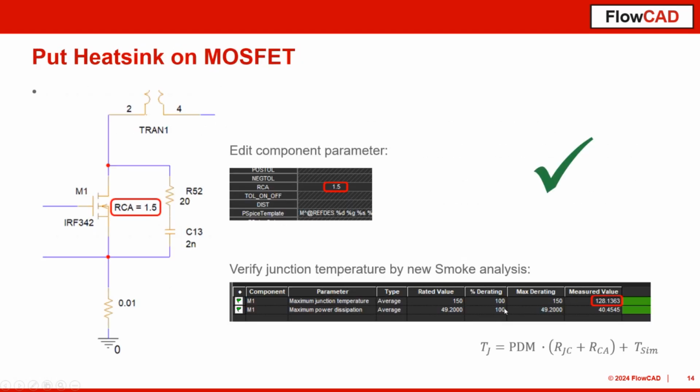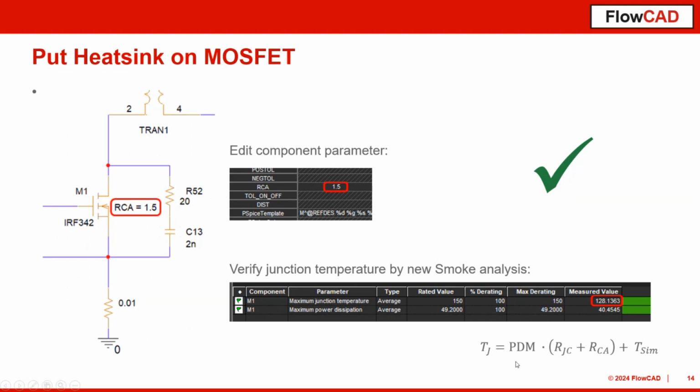And then I put this virtual heatsink on my transistor in the design. It is just a parameter of the transistor. Just put it in the model edit in the parameters, and I run the smoke analysis again, and you see the result is below 130 degrees. Everything is green. I'm done. That's fine. Okay, that is one possible solution for how to tackle this problem.